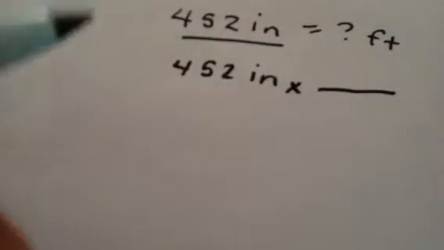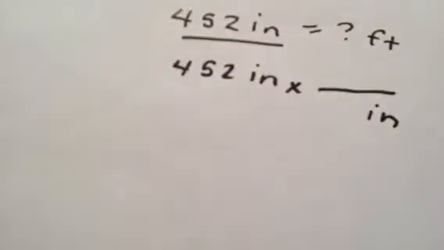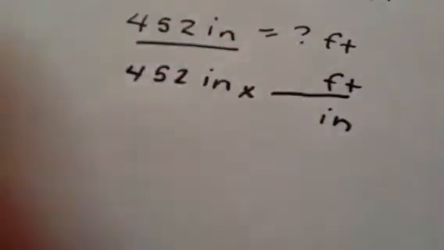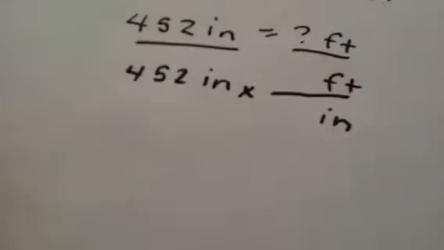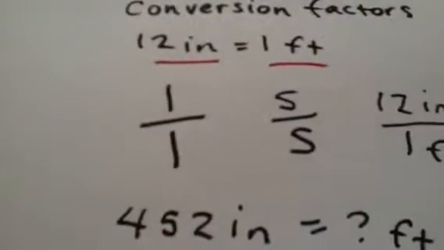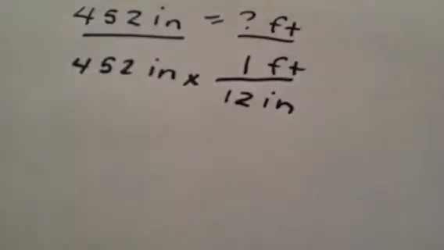I'm going to multiply it so that my inches will cancel out. So I need to have inches on the bottom. And then I'm going to put feet on the top because that's what I want to go to. Looking back at my equivalency, 12 inches equal 1 foot, I'm going to put the 12 next to the inches and the 1 in front of the feet.